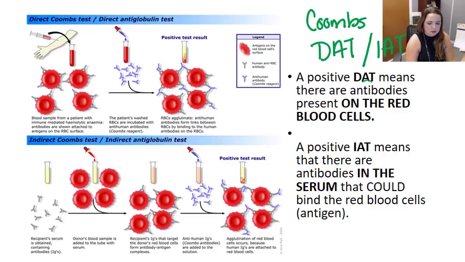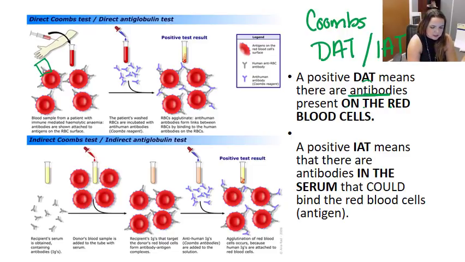So we're going to start with the direct. The direct means the antibodies already bound to the red blood cells. So what we do is we take a blood sample from a patient who we suspect of having a hemolytic anemic event. So we take their red blood cells. Note that in this patient, for the result to be positive, the antibodies are already bound to the red blood cell inside the patient.